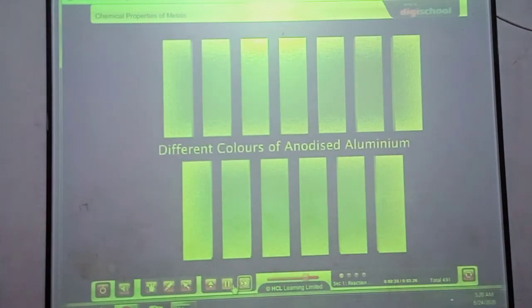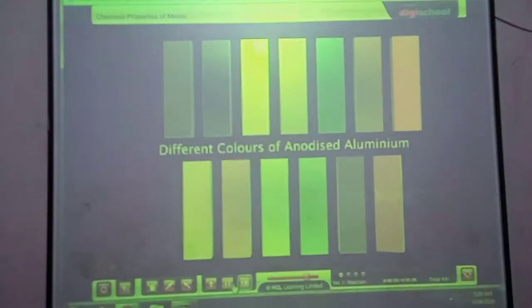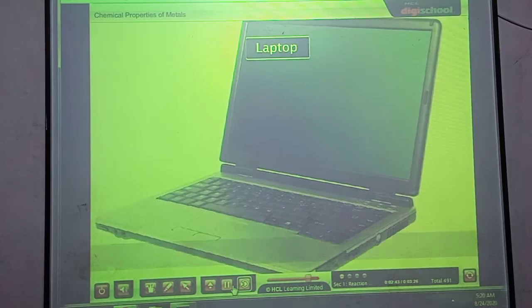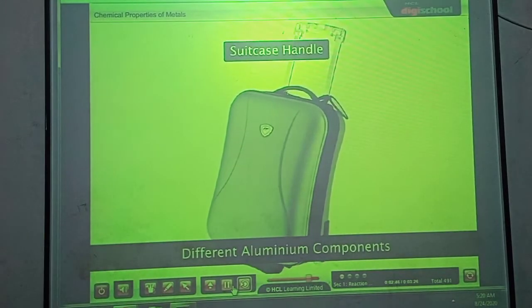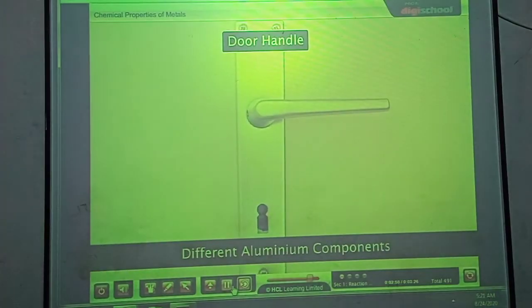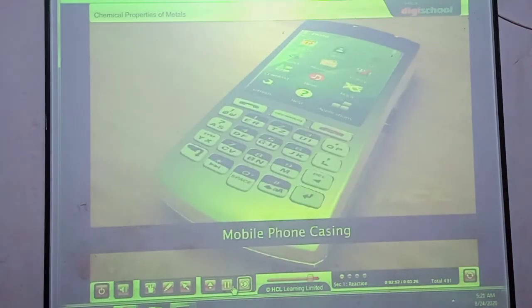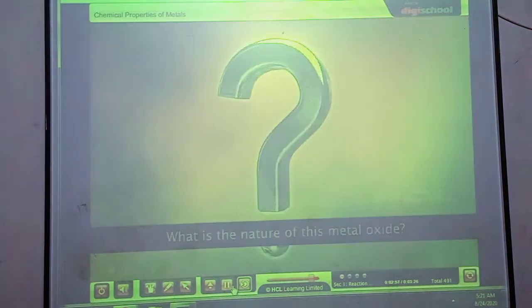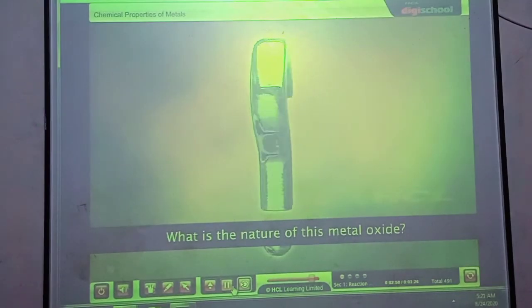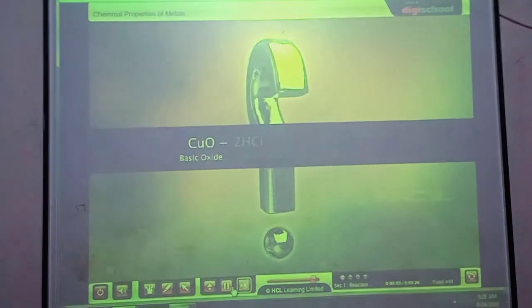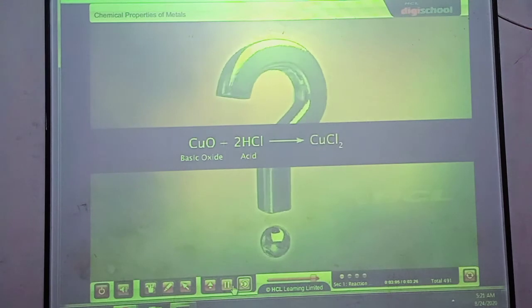This white layer of aluminium oxide is porous and adsorbs dyes of attractive colors. We can hardly avoid anodized aluminium products in our daily life. Your mobile phone is also made of anodized aluminium. What is the nature of this metal oxide? Metallic oxide is basic in nature since it reacts with acid.